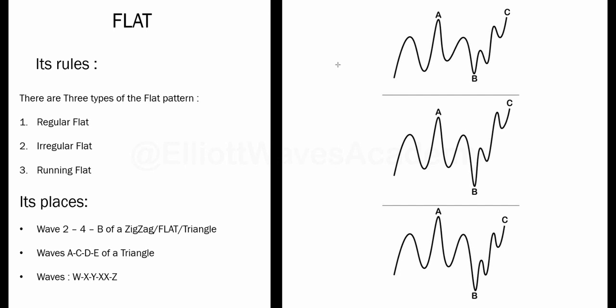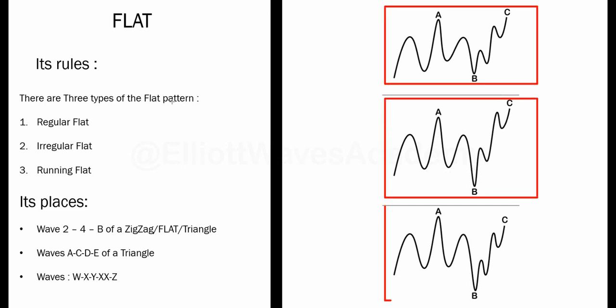As you can see in this picture, we have different kinds of flats: a regular flat, an expanded flat, and a running flat. Because according to the rules, we have three types of flats: the regular flat, irregular flat, and running flat. So where can we see this pattern?